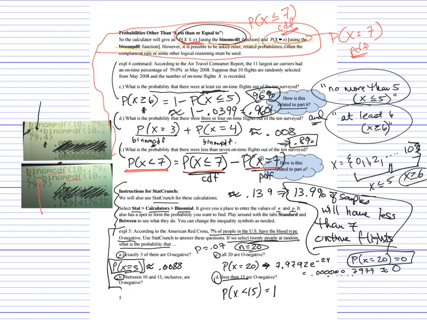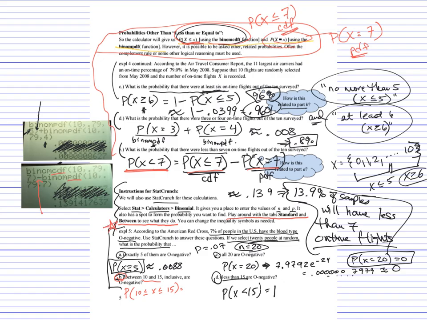Now, to do part B, let's go back to this. The probability that between 10 and 15 inclusive are O negative. This is what I mean. Probability that 10 is less than or equal to X, which is less than or equal to 15. That's what I'm asked after. Now, the calculator does not do this probability nice and neatly. You've got to really do a lot of finagling. But StatCrunch is awesome. That's what these tabs, standard and between, do.